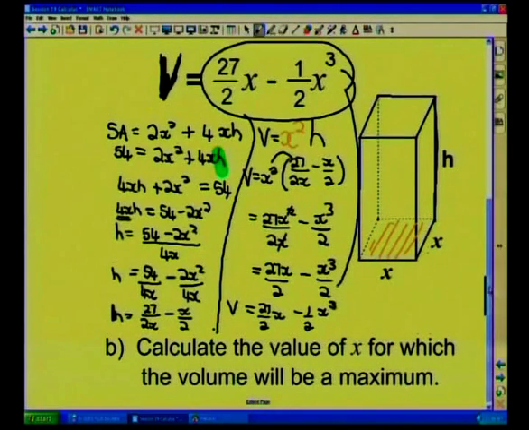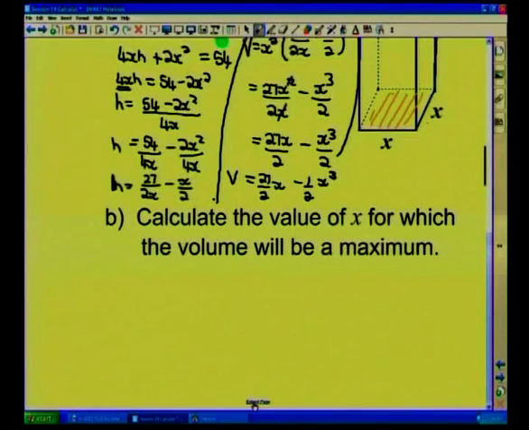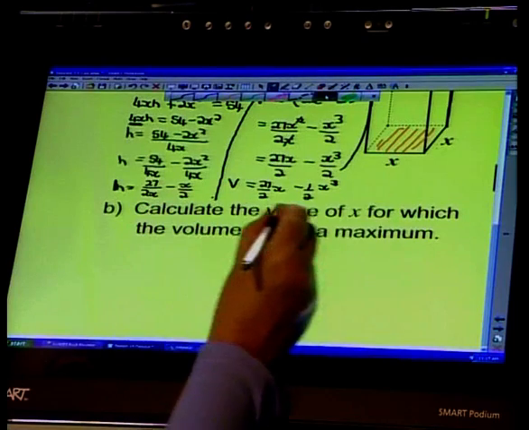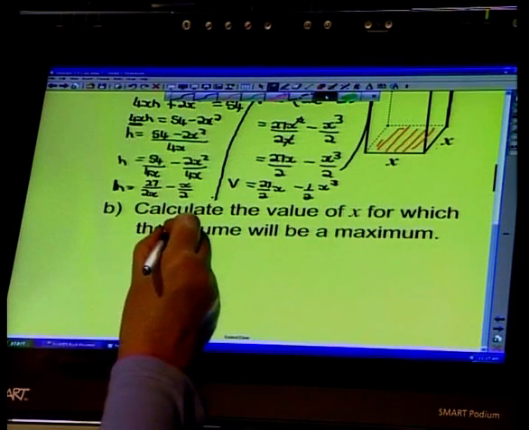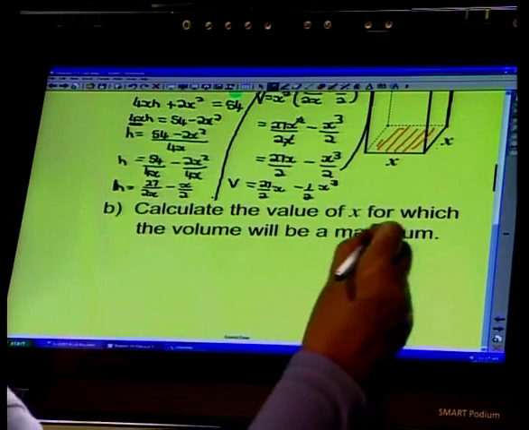Right, so you agree with me that the first part of this question is just a simple mensuration problem. I'm asking you to take the surface area and then to express the volume without an h in it. Very simple, very easy, something you've been doing since grade 10. Now, the next part of the question is where it comes to the calculus. It asks you to calculate the value of x for which the volume will be a maximum.